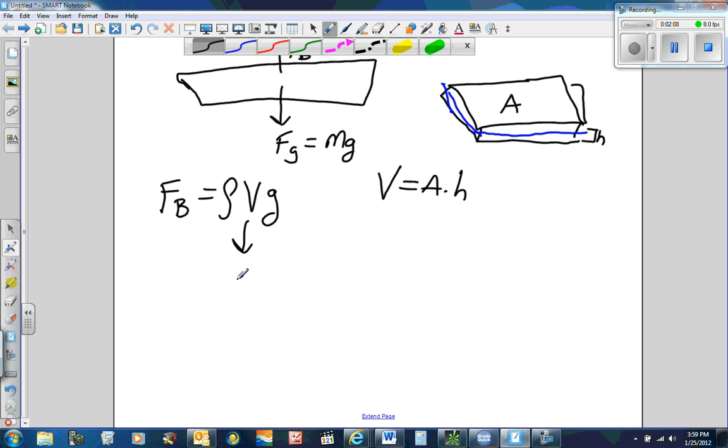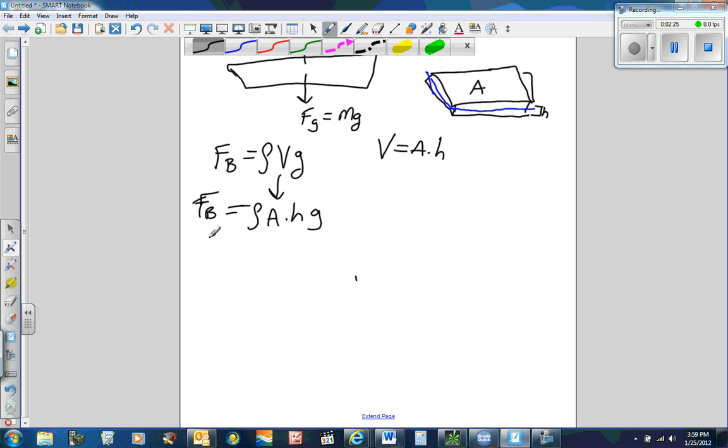We want to replace volume with area, which is what we're trying to find, times height times G times density equals FB. All right? So let's put our numbers in.